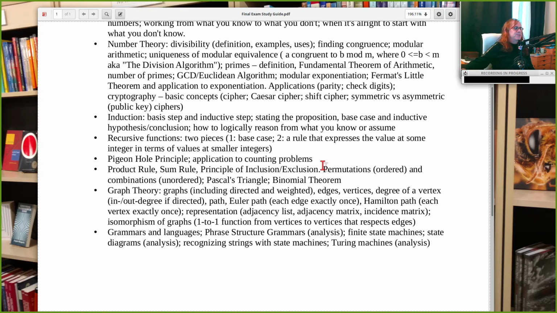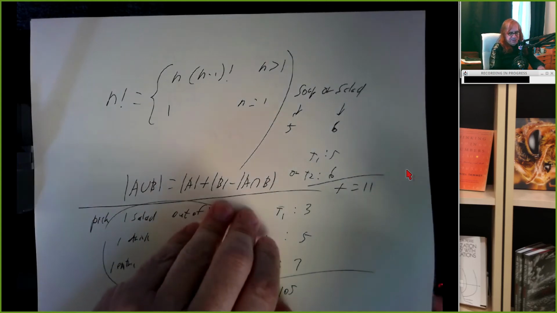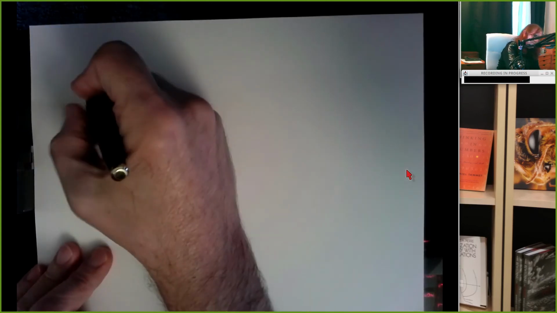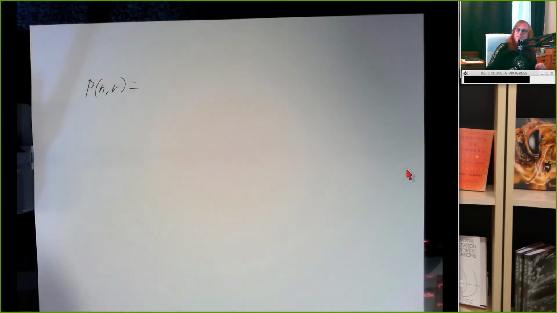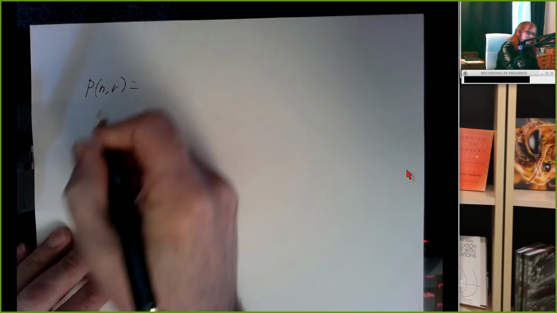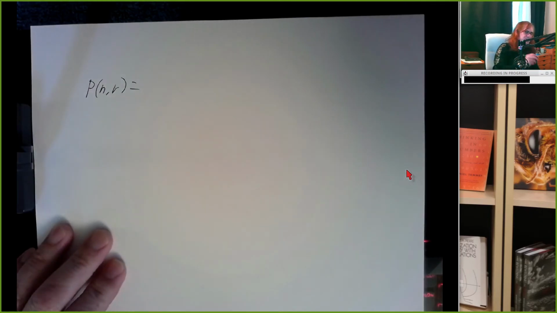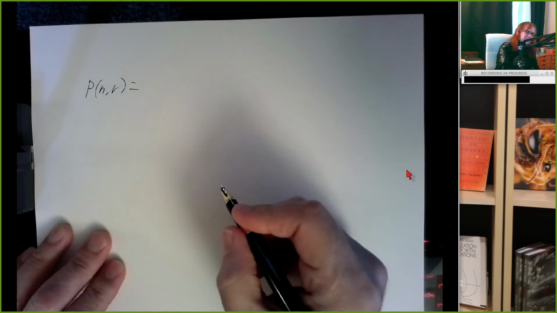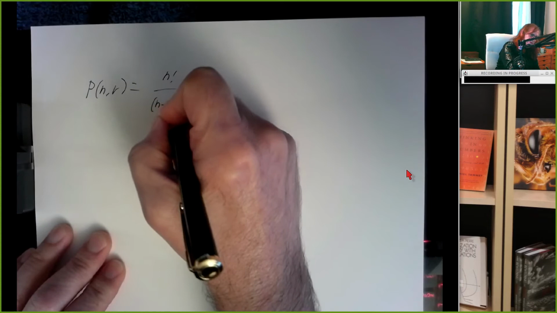All right, and then permutations and combinations. Permutations are ordered, combinations are unordered. And a permutation being an ordered collection of objects, we usually think of as this. This is the number of r permutations of n objects. Number of ordered ways we can pick r things out of n. And this turns out to be n factorial over n minus r factorial.